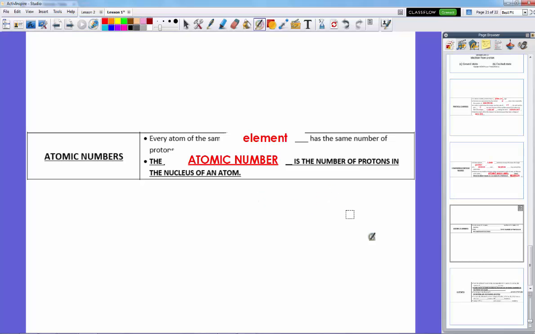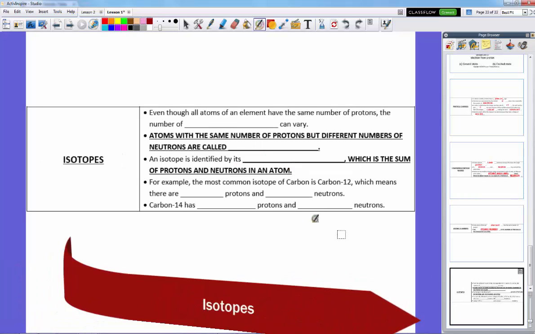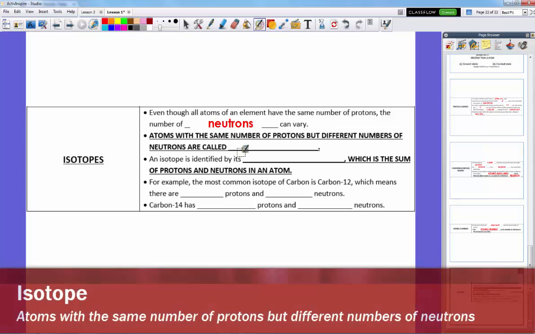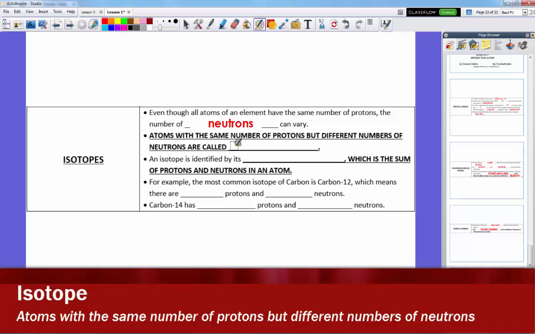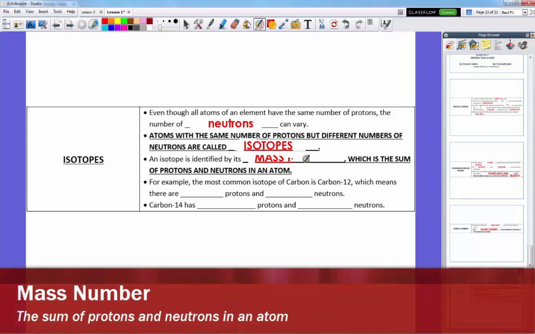Now, what happens if we add neutrons? Well, I'm glad you asked as we finish off this really long lesson. Even though all atoms of an element have the same number of protons, the number of neutrons can vary, because you need the neutrons for the protons to stick together. Atoms with the same number of protons but different numbers of neutrons, we call isotopes. An isotope is identified by its mass number, which is the sum of the number of protons and neutrons in an atom. And this is really easy to figure out.